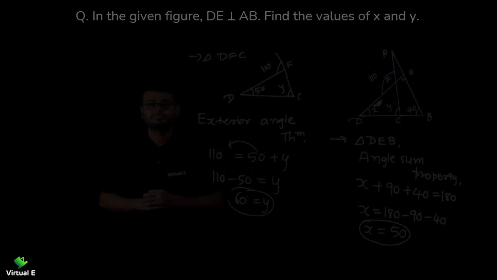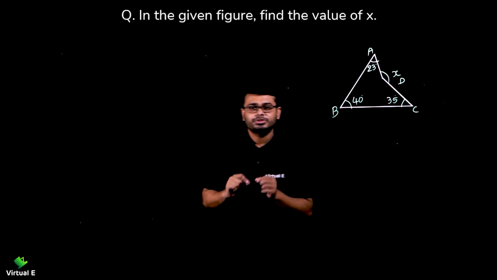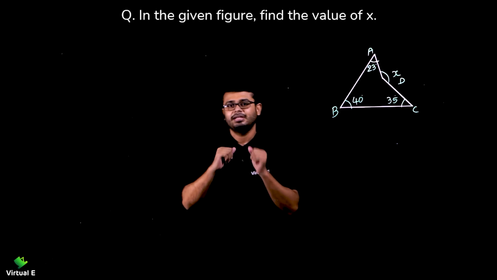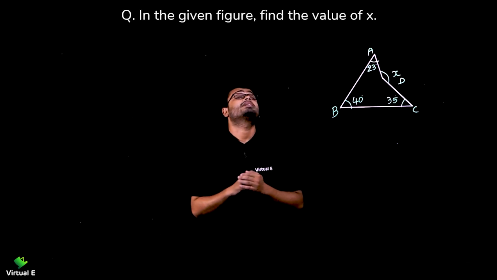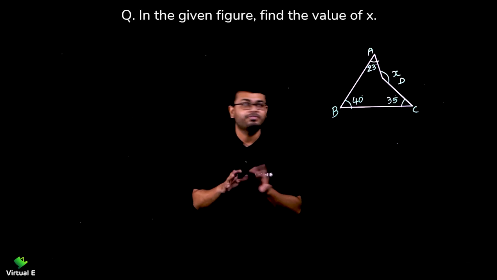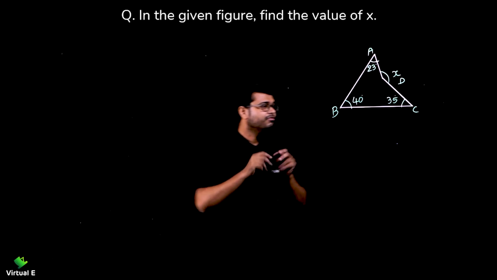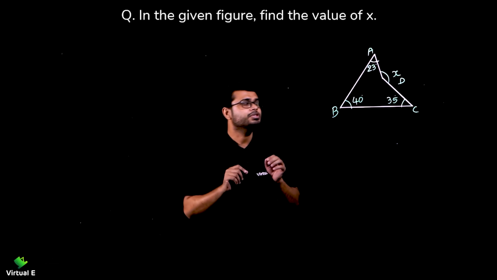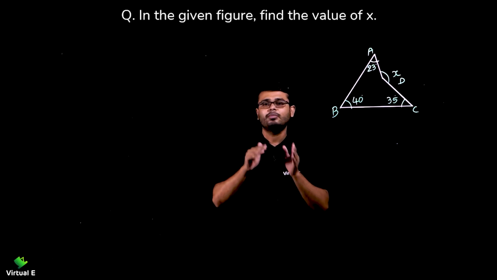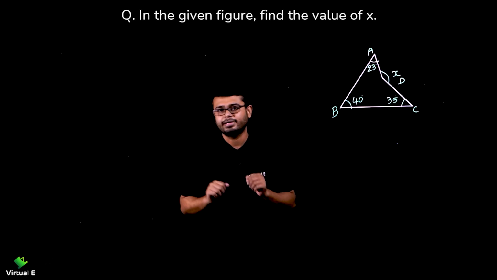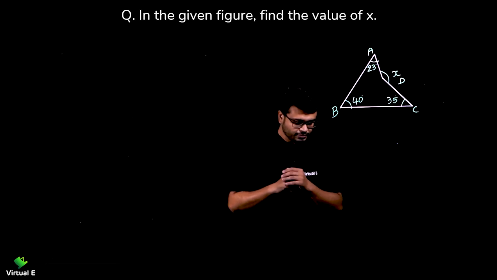Let's do one more interesting question related to two triangles or one quadrilateral. Let's see. In the given figure, find the value of X. We are supposed to find the value of X. First, I'm going to do this question with the help of triangles, and I'm going to give you an idea of how to do it with the help of a quadrilateral, that you can do on your own.